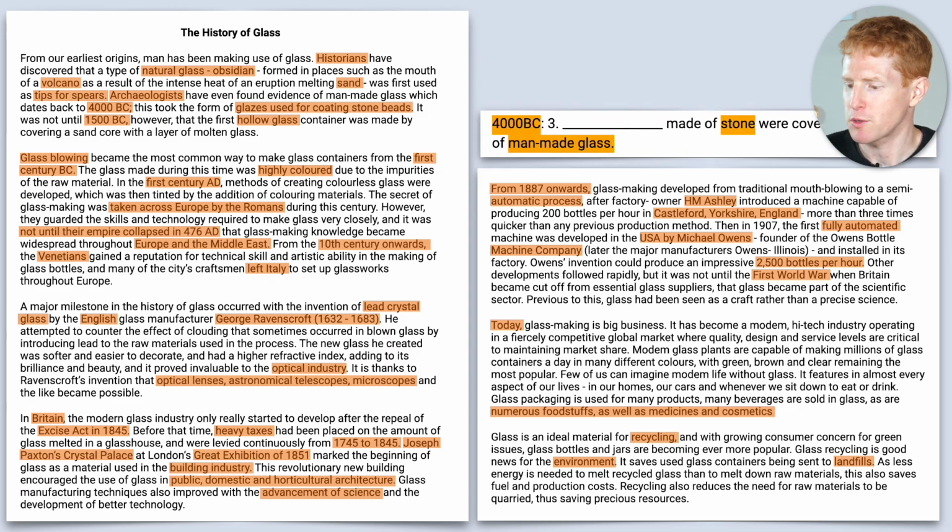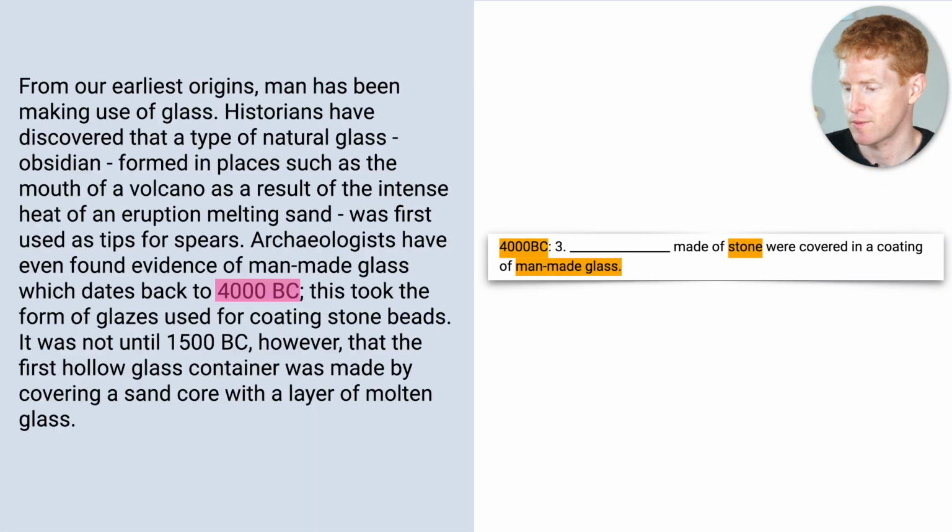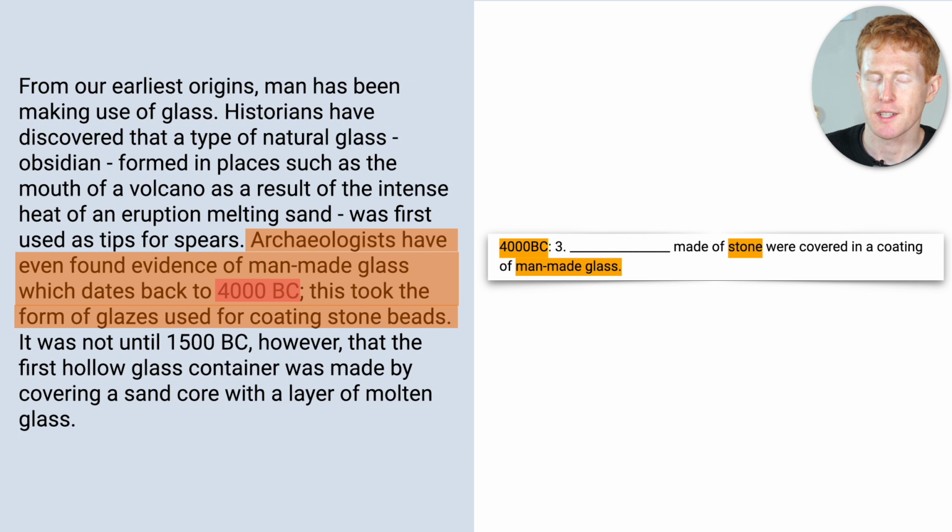So, number 3. 4000 BC. That's going to help us locate the answer. Let's scan the text and find out the information about 4000 BC. We've got it here in the same paragraph, so let's read this section again in detail. Pause the video and find the answer. I believe the answer is in this part here. If you don't have it yet, choose a word for number 3. The word you're looking for is beads.